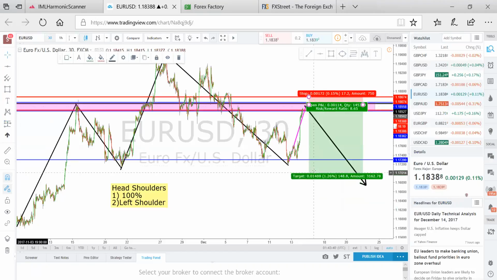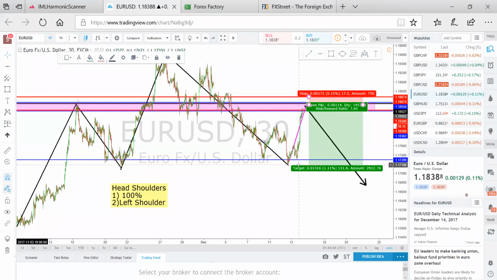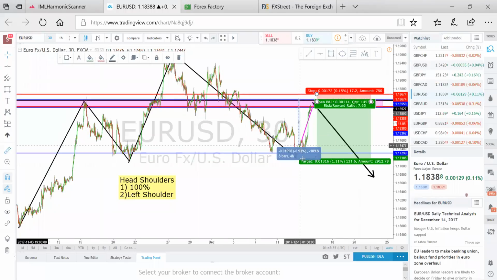And I usually go to the neck. So this is actually, is that 200 pips? How much pips is that? That's about 150 pips down. So guys, in terms of this, the harmonic scanner is saying you could buy now. I'm saying you could buy now.